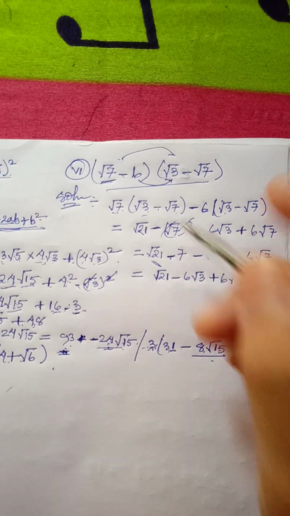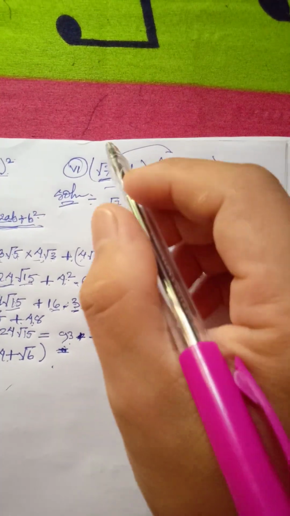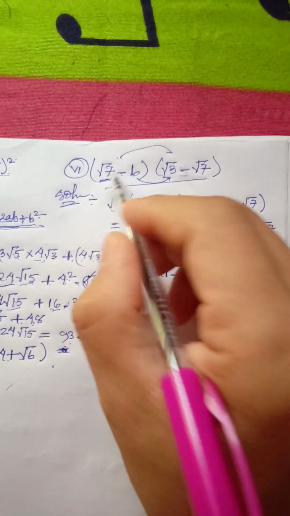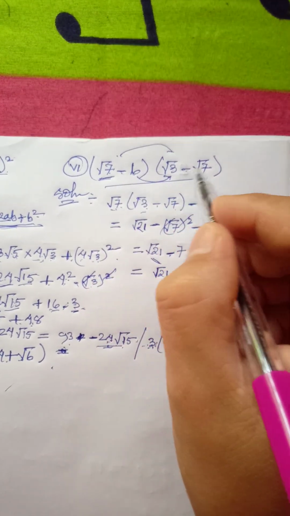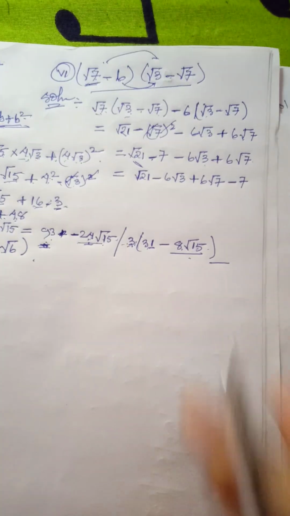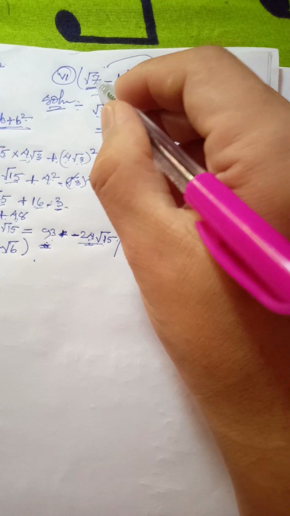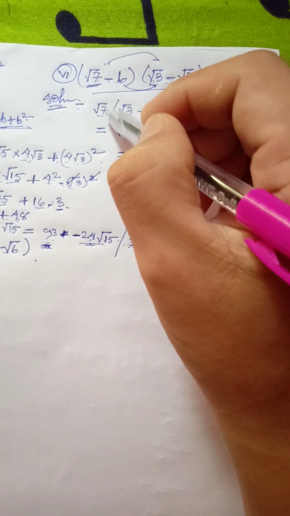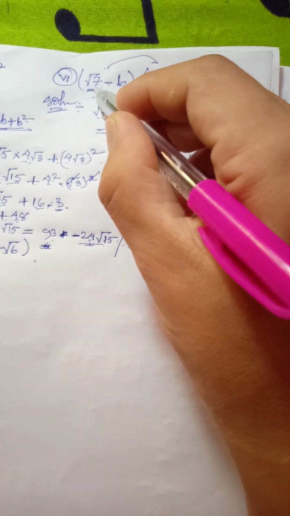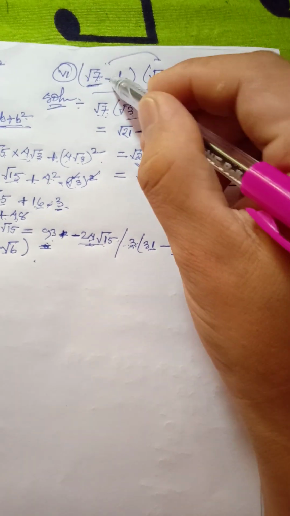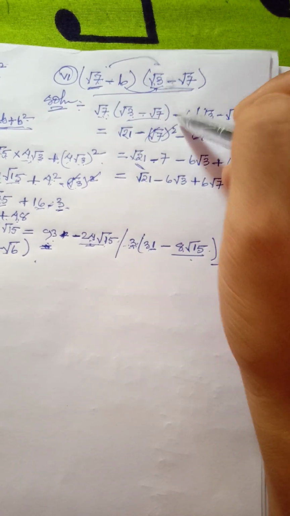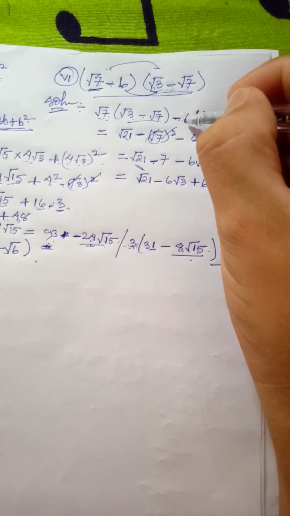Okay, if it is clear, let us proceed to Roman number 6. In Roman number 6, we have root 7 minus 6 and root 3 minus root 7. So here the first question, how should we solve this one? First let us take this one, and we have to multiply this number with this. Then here it is minus, let us put minus here. So here it is 6, let us write 6 here.